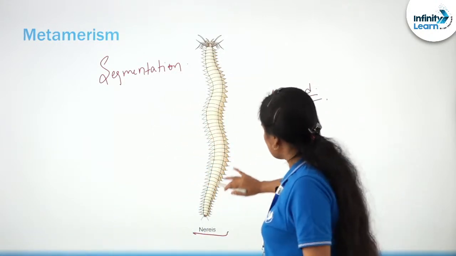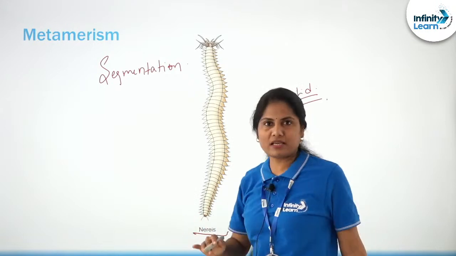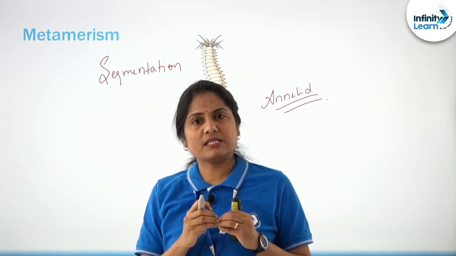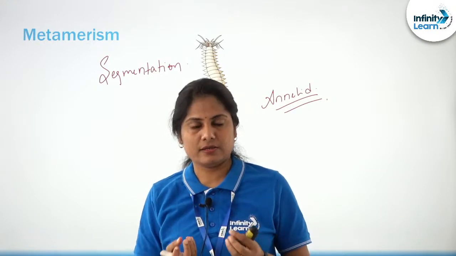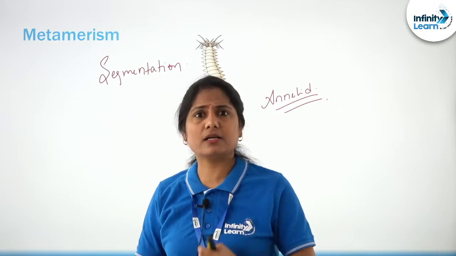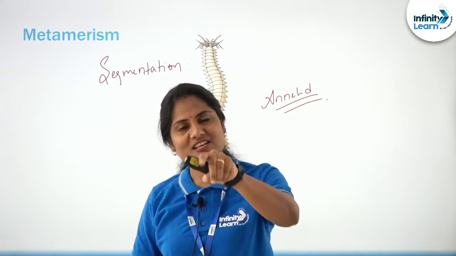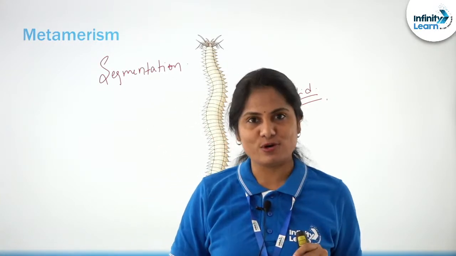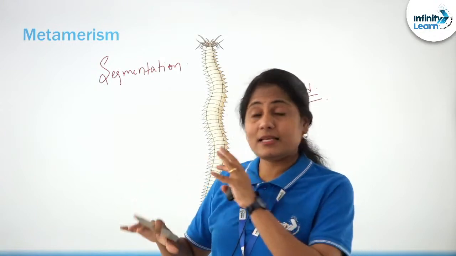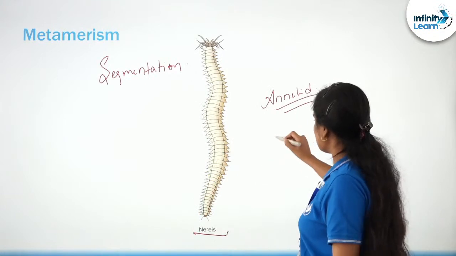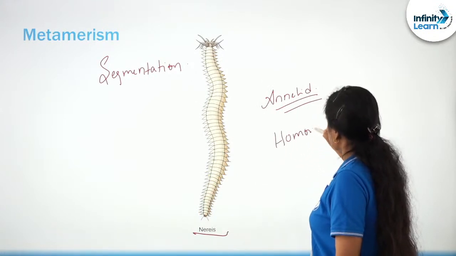So what you see is nice segmentation throughout the body where most of the organs are evenly distributed, so the organs are repeated, at least one organ. And the segmentation should be both outside and within. Only then it is a true segmentation. Take a tapeworm, for example, a flatworm, it is exhibiting segmentation only on the upper surface. Pseudo, again, that's a pseudometamerism. Then these segments are exactly similar, which is not possible in nature, but the closest you can give is Nereis, it's a homonomous metamerism.